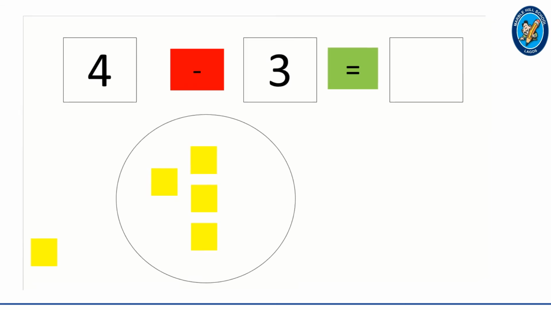4 minus 3. 4 minus 3 means we're taking 3 out of 4. We have our 4 squares here, so let's take out 3. 1, 2, 3. And how many do we have left in the circle? 1. So 4 minus 3 is 1.